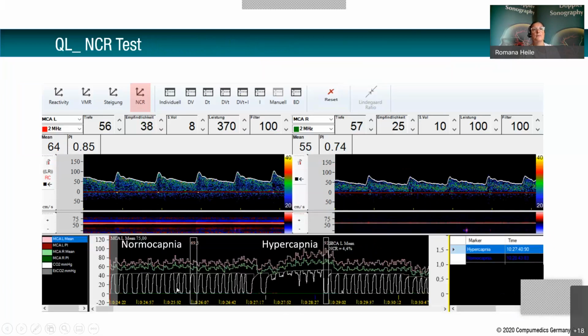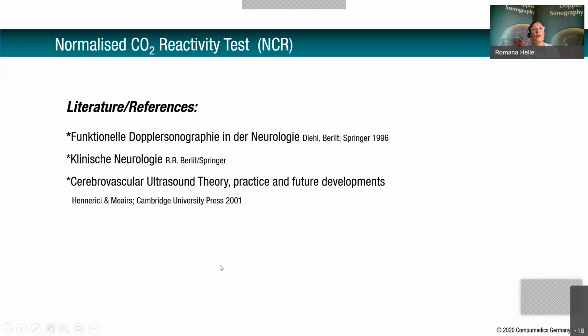Again, here in the QL software, we reload our file. We are looking for normal. We first select the trend that we want to measure. We select some cycles of normocapnia, we select some cycles of hypercapnia, and then we press NCR. Also, you will find a couple of references in the media library.